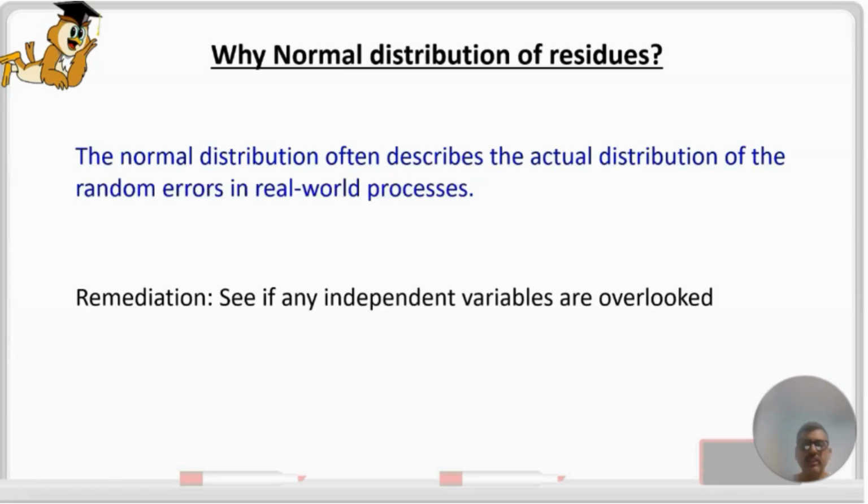So what is the remediation if you see that the residues do not have a normal distribution? The remediation is to see if any independent variables have been overlooked. Like I said, if your residues were truly random, it means that they have no pattern in them. But if they are not perfectly random, there probably is some pattern to them, and that can possibly happen if you have overlooked some independent variables. So you have to expand the scope of your solution and see if there are any independent variables that you have missed capturing.